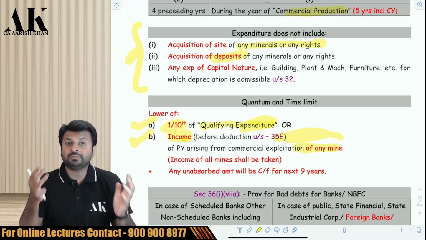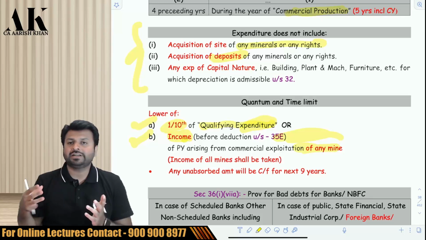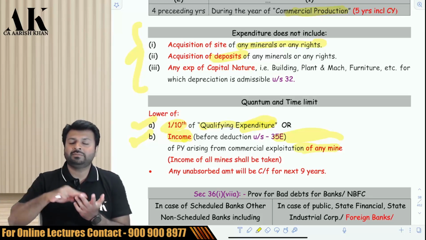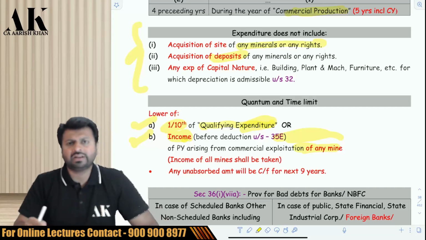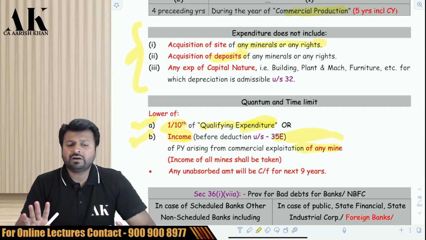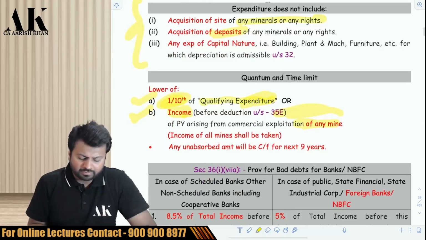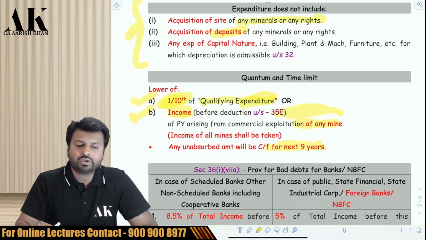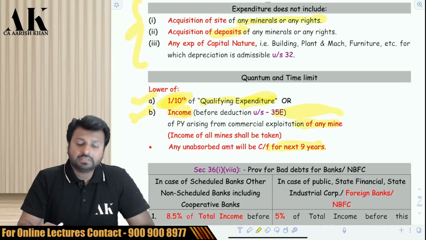What has to be done? That is unabsorbed. You can add it to the next year's expenditure, and you can say the next year's expenditure is 95 plus 45. So next year's expenditure will be 1,40,000 and you can take the deduction of 1,40,000 next year. Okay, so this is how it will run. And it will be carried forward for how many years? It will be carried forward for the next 9 years, current year and the next 9 years. I hope it is clear to all of you. Let us move on to the next one.